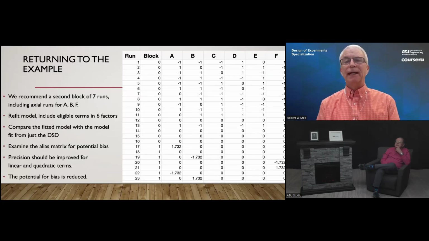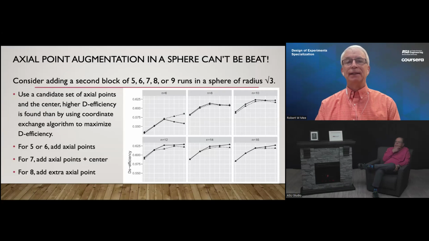So in our example, I would have chosen A, B, and F for the factors to include as second order terms. And this is how we would have done the augmentation. We could have added 6 or 7 runs, 6 axial points and a center point to create a design that would have less bias and better precision.